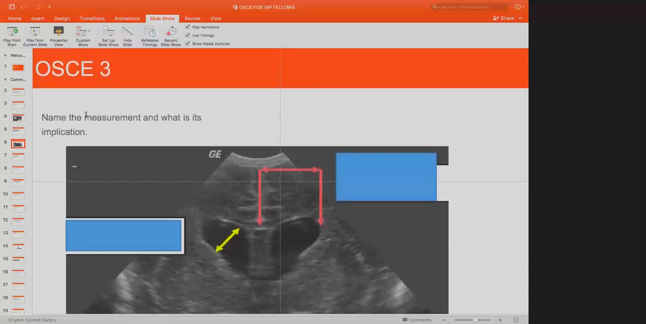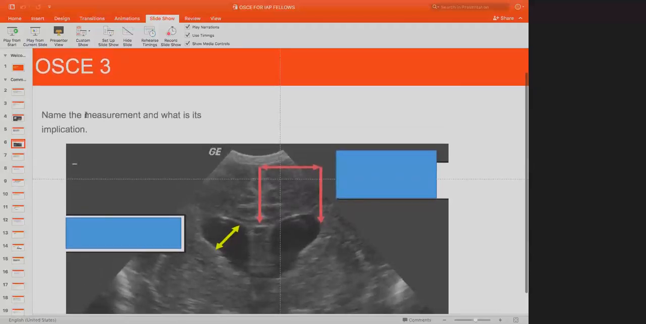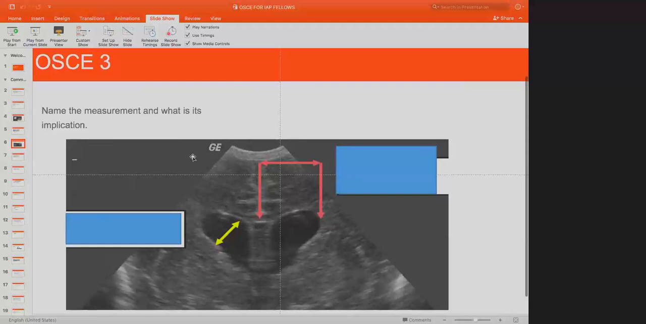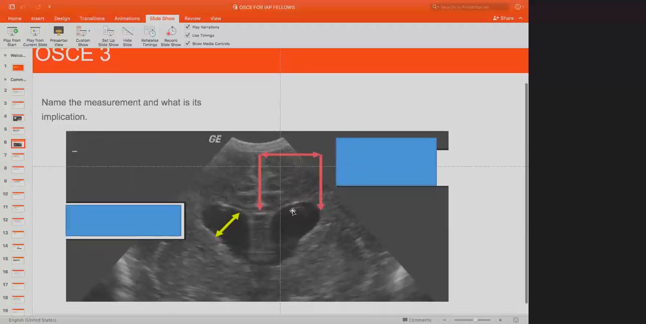We can proceed. Okay, this is the third one. Name the measurement and what is its implication? These two measurements.